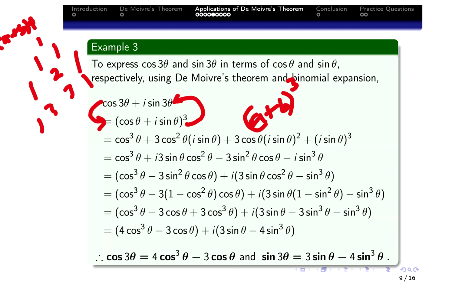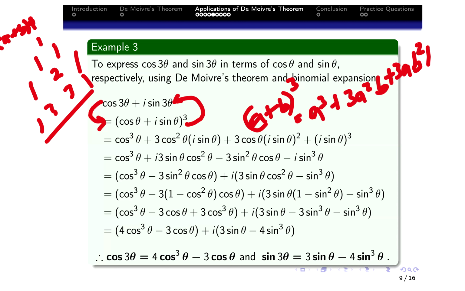That's why you have 1a cubed plus 3a squared b plus 3ab squared plus b cubed. So 1, 3, 3, 1, like that. The first one carries power 3, and it goes a cubed, a squared, a, and a to the 0. And here b to the 0 starts, then b, b squared, b cubed. So it goes like that. That's exactly what we are going to do for this (cos θ + i sin θ) raised to power 3, where cos θ can be seen as a and i sin θ can be seen as b.